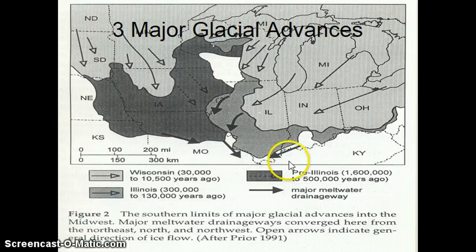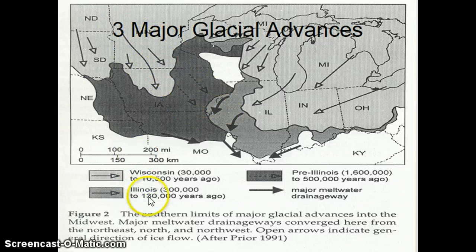So here goes. Over the past 1.6 million years, there have been three primary glacial advances from Canada. So the dark one here, this is what's called the pre-Illinois. This took place between 500,000 to 1.6 million years ago, which is relatively very recent. And the glacial ice advance came out of the northwest.